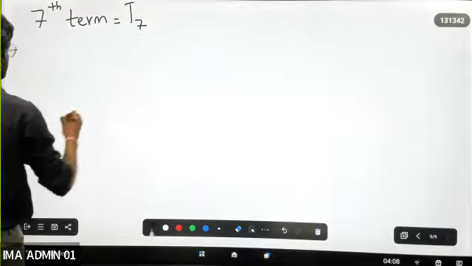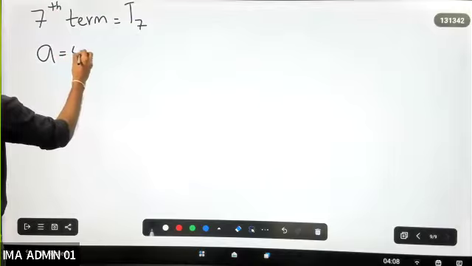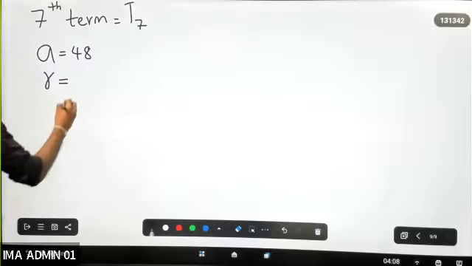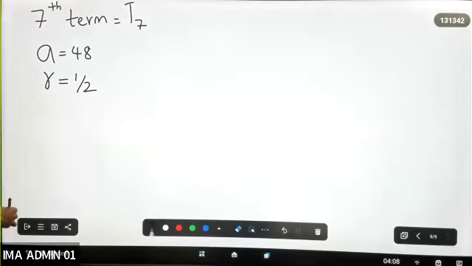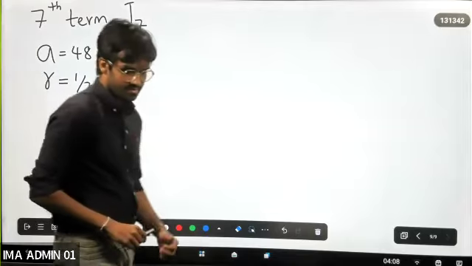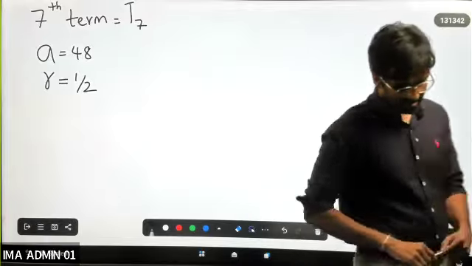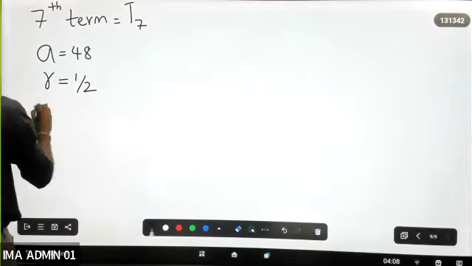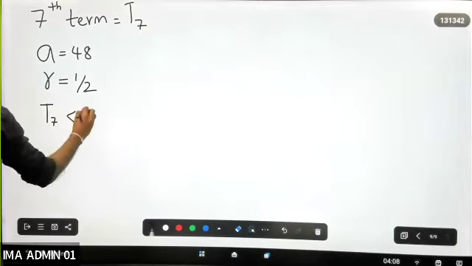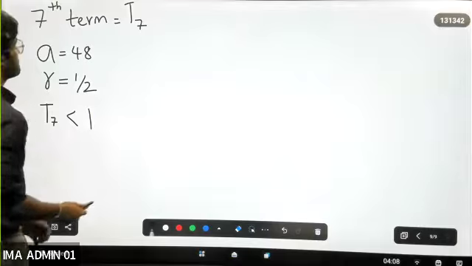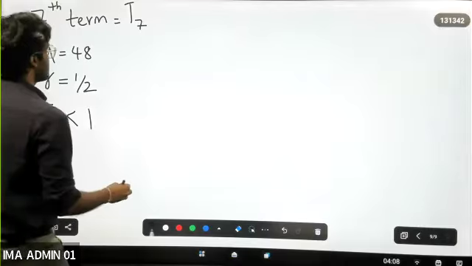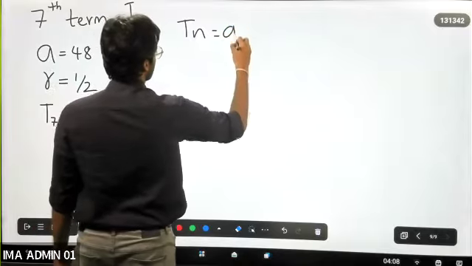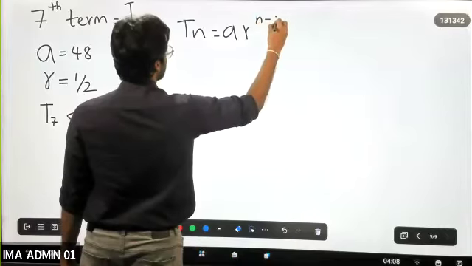We call it T7. First term is 48. Then R, or common ratio, is 1/2. Right? Have to show that T7 is less than 1. So they have given the answer which we need to follow on. So with this data given, the equation which involves here is A R to the n minus 1.